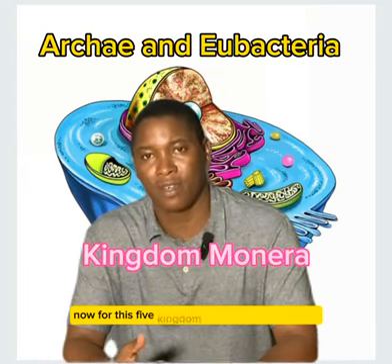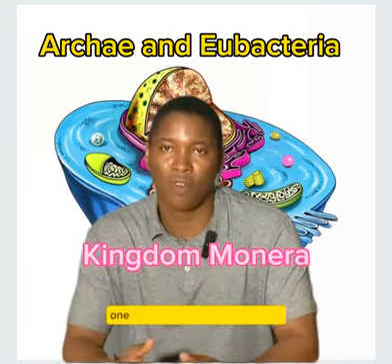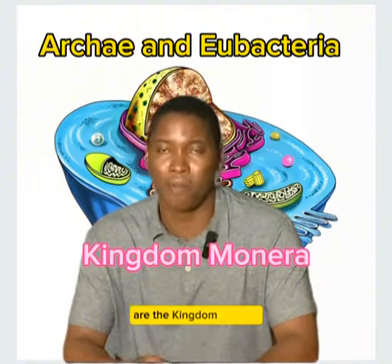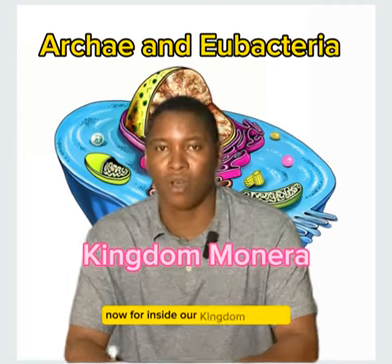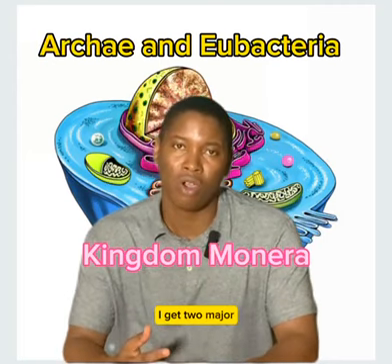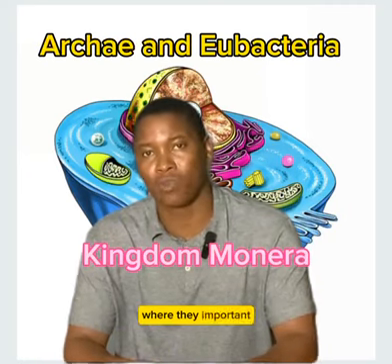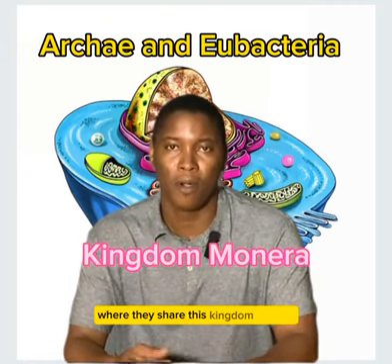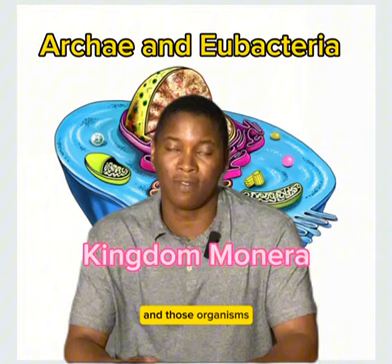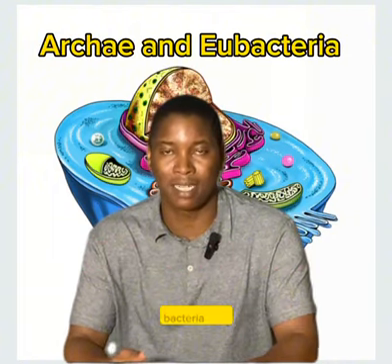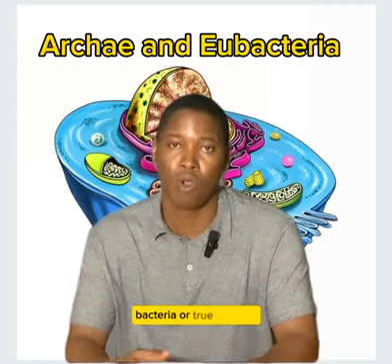Now, for this 5 kingdom method of classification, one of the kingdoms that is very important to microbiologists is the kingdom Monera. Inside that kingdom Monera, there are two major categories of organisms that share this kingdom. The first one is archaea, and the second one is bacteria, eubacteria or true bacteria.